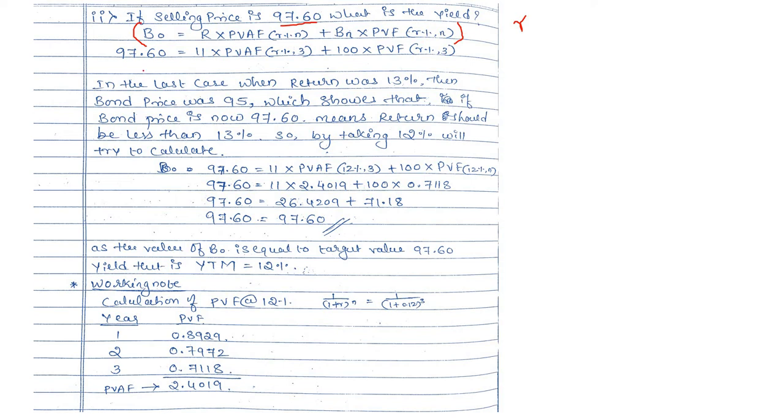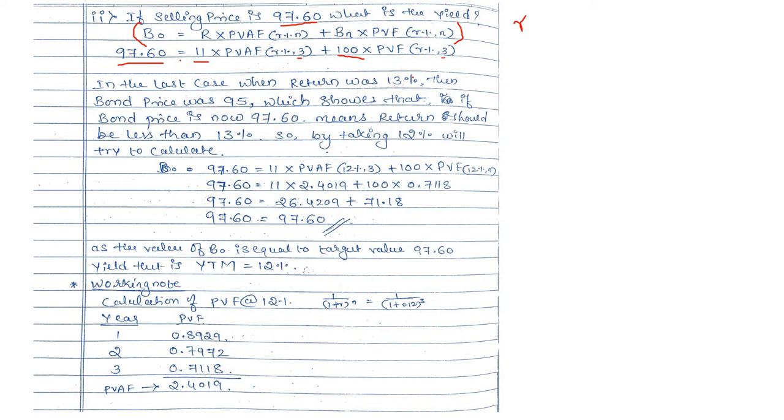Now put the values one by one in the formula. B naught in this problem is 97.60, is equal to 11, because we already calculated it in the last problem itself. On the face value 100, 11% is the return. So 11 is the return into PVAF, R we don't know, it is the same, N we already know the maturity is 3 years, so N is equal to 3. Next, plus Bn. What is Bn? Bn is the face value, 100 rupees, into PVF, R we don't know, N is 3.